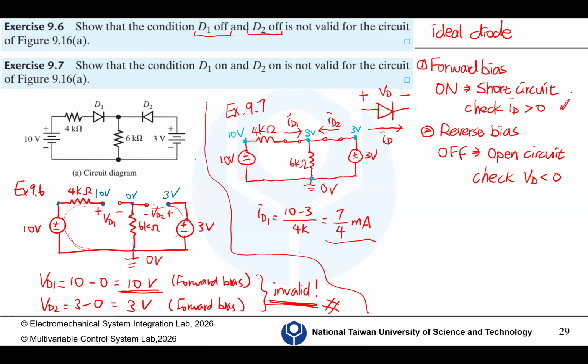And let's look at here, because we want to know ID2. But for this, we need to suppose this is I. So we can calculate I, right? Because we have I equals 3 minus 0 divided by 6K, which is 0.5 milliampere.